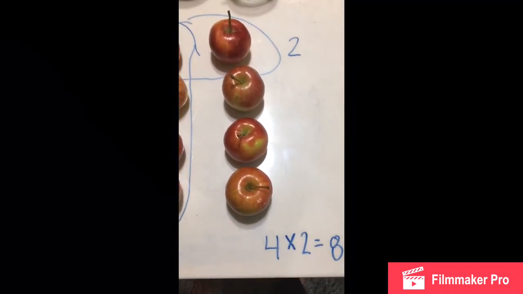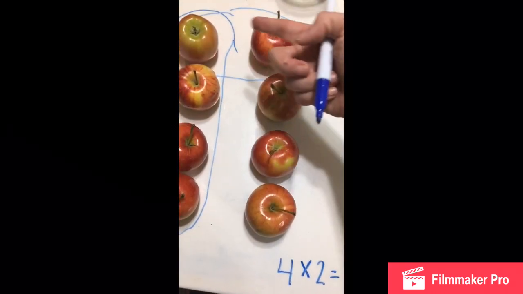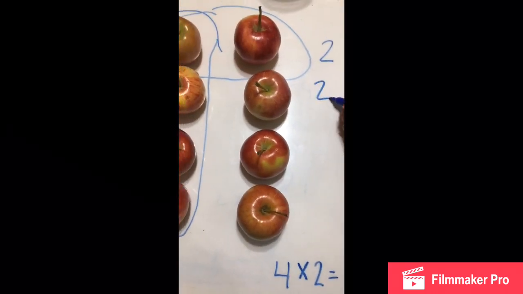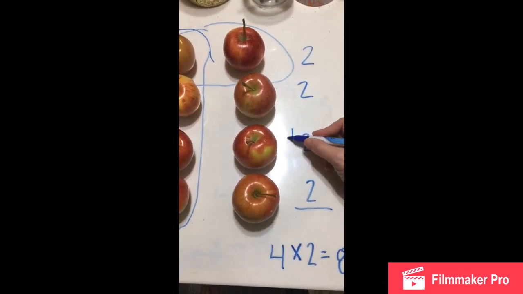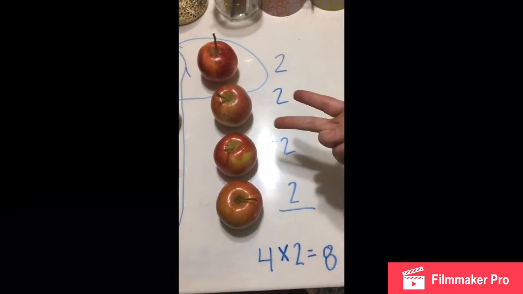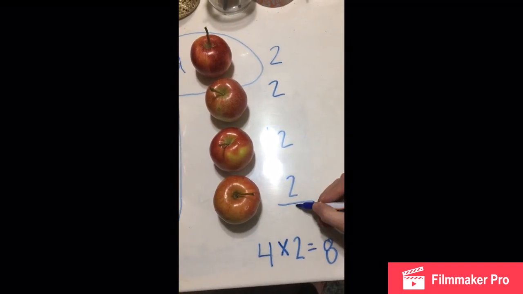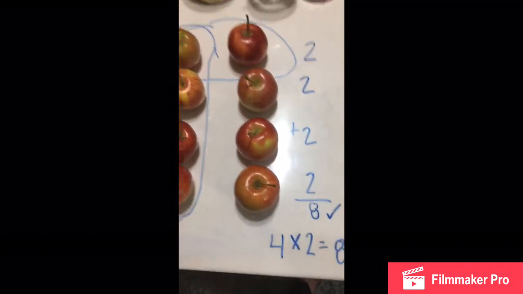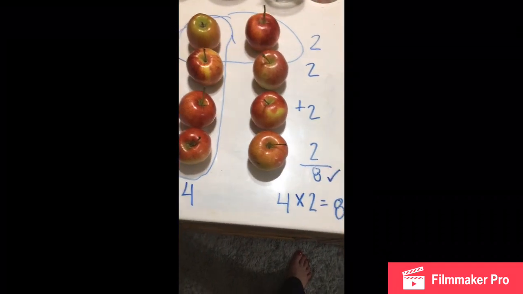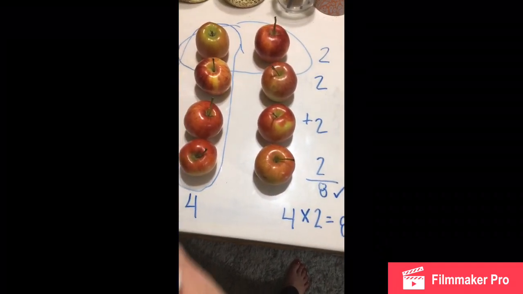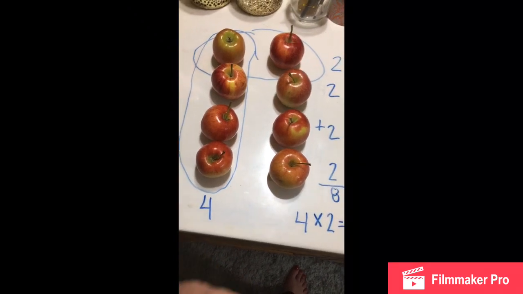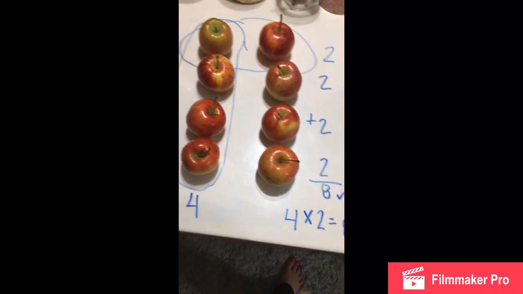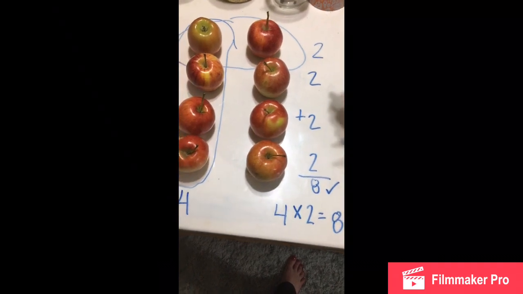We can check our work by doing repeated addition. 2 plus 2 plus 2 plus 2. If you skip count, 2, 4, 6, 8. So we just checked our work. 4 times 2 is 8. So set up your equation by saying how many's in each column times how many's in each row. And then you can check your work by repeated addition.